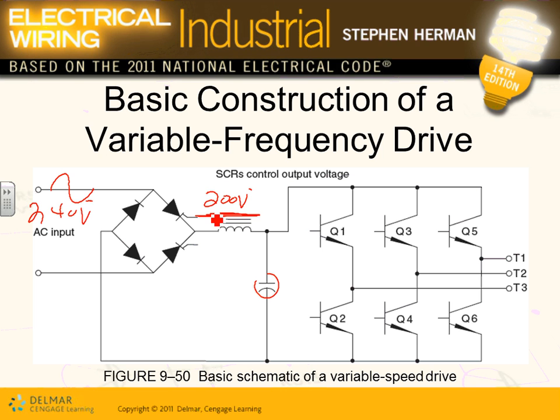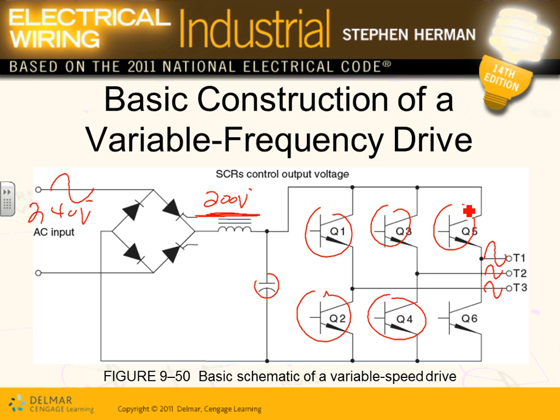Then you invert it back at this point, guys. You invert it back into AC again, into a different form of AC, by firing all these transistors at different times. So a VFD does two things, guys: take AC to DC, control it, and then convert it back to AC.